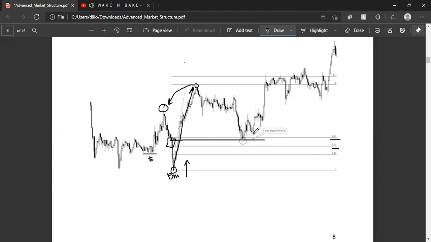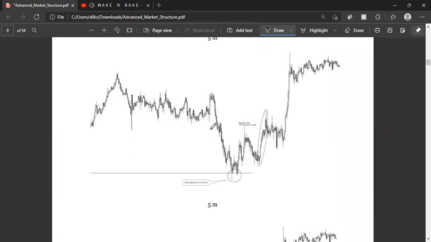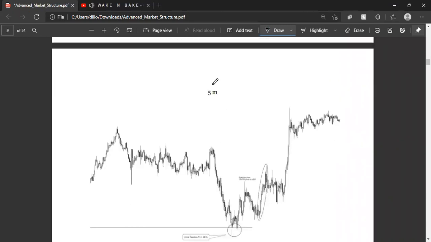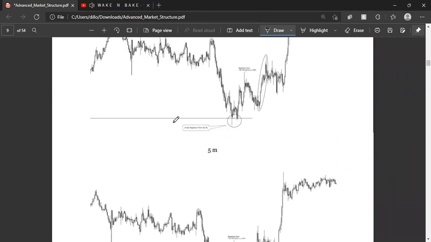And so on the lower time frames, as price retraces back into this area here, we want to see a break of structure to the upside on the lower time frame. So we go from the 15, remember, and now we drop down to the 5. So what do we see on the 5-minute? Here is the initial rejection from the 62 fib.